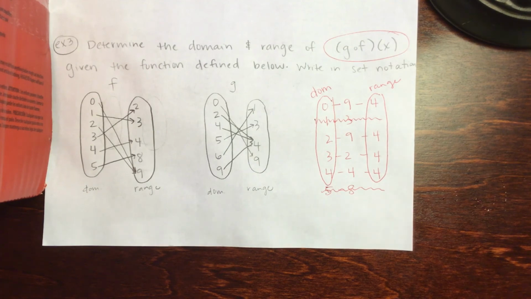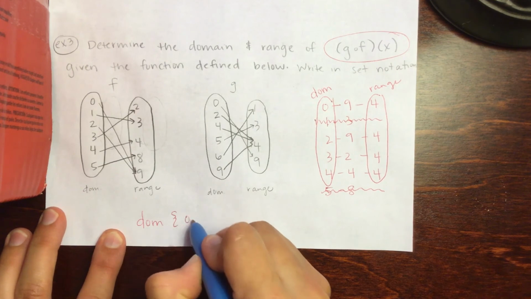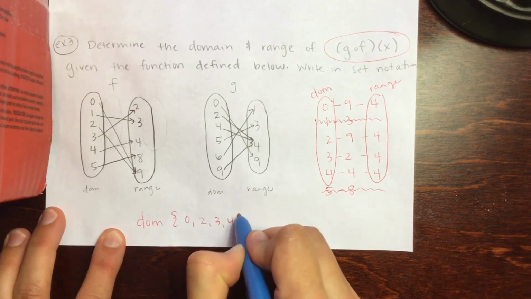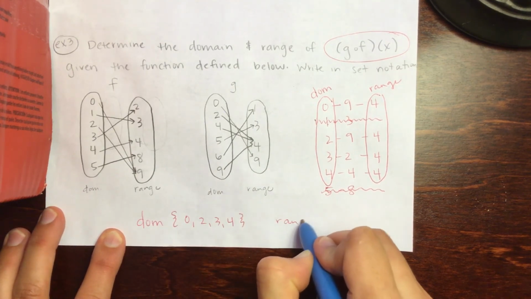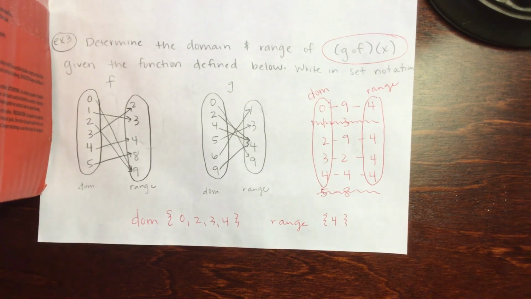We need to write this in set notation, so you would write your domain. You just put the curly brackets around it. And for the range, we don't have to write the 4 times, just write it once.